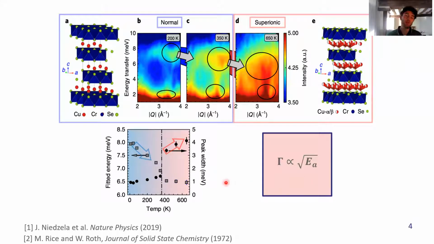But most importantly, what we observe is a drastic increase in the peak width, which is inversely proportional to the lifetime of the mode, and therefore there's almost an instantaneous decay of the vibrations. And therefore, in this paper, they identified it as a passover of the vibrational degrees of freedom to diffusion.